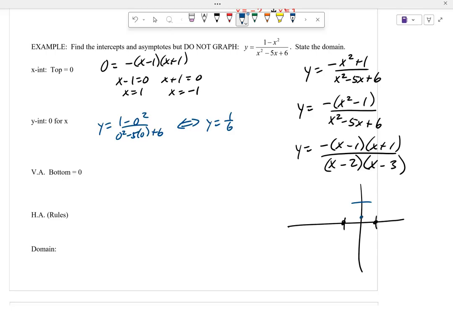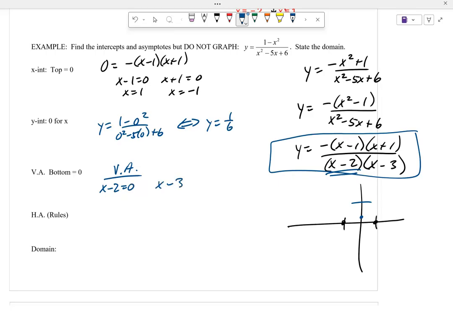Let's find our vertical asymptote. And I'm going to think about it right here in factor form. My vertical asymptote, where's this thing undefined? Well, if x minus 2 equals 0, I have a problem. Or if x minus 3 equals 0, I have a problem. So at 2 and at 3, x equaling 2, I have a vertical asymptote, as well as x equaling 3, I have a vertical asymptote.